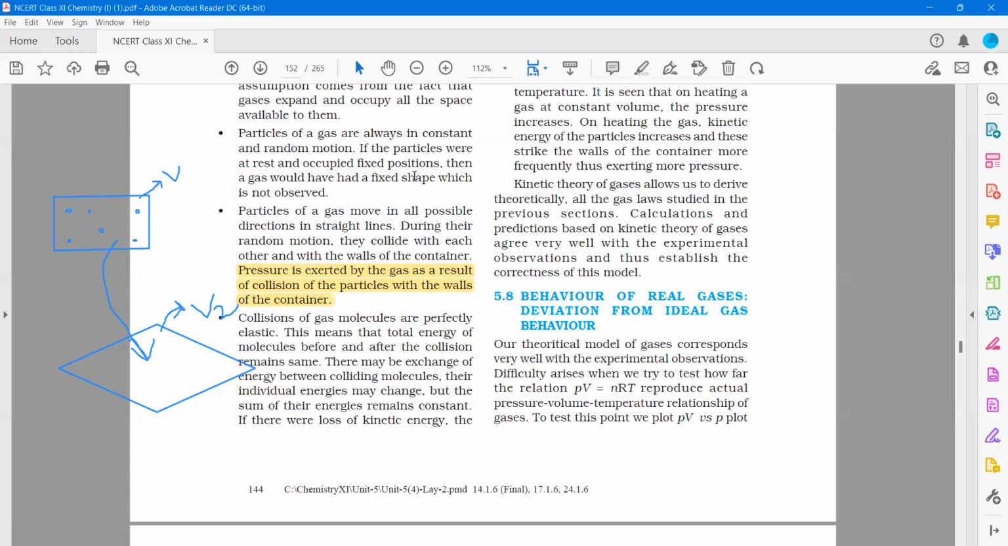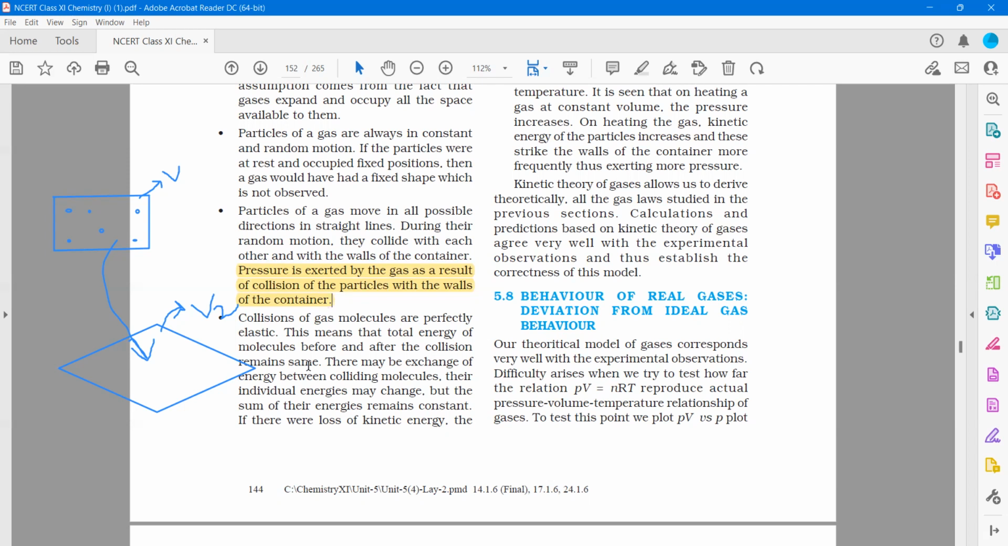Now, collisions of gas molecules are perfectly elastic. If they were not elastic, what would have happened? This means that the total energy of the molecules before and after the collision is constant. When collisions are inelastic, the energy of the atom or molecule before and after collision doesn't match. But if the molecules collide elastically, the total energy is conserved. They may exchange energy between the colliding molecules, and their individual energies may change, but the sum of the total energy in that container will always be constant. No energy will be dissipated.